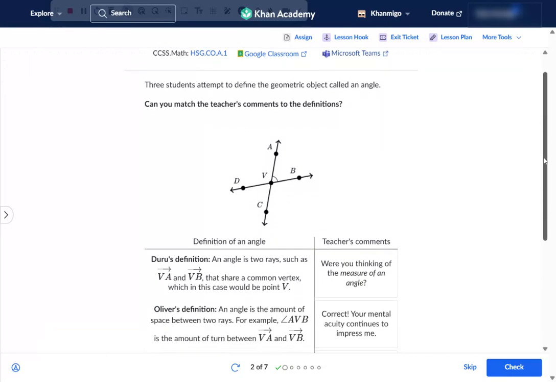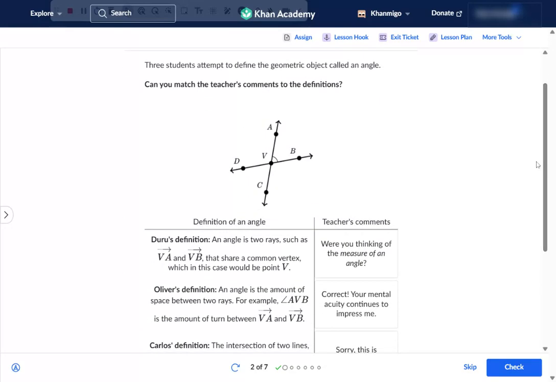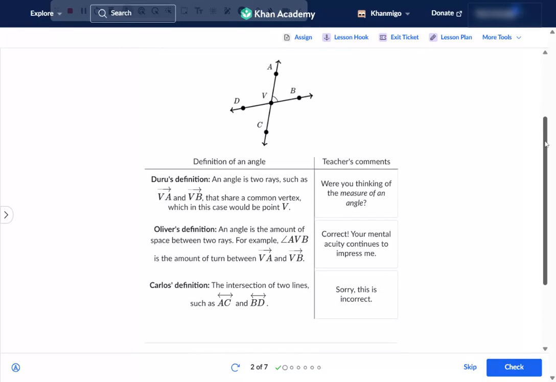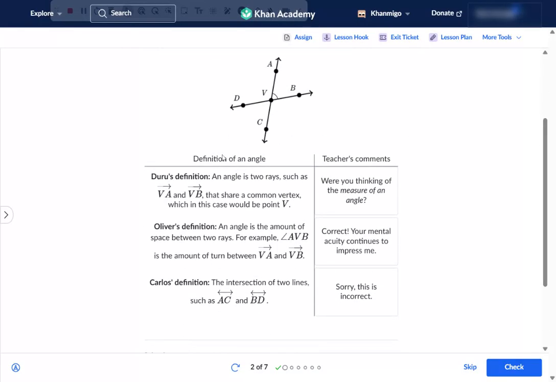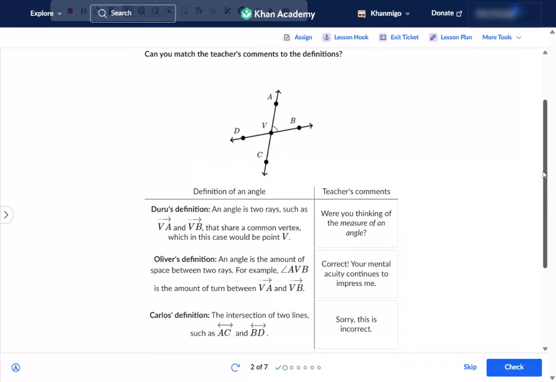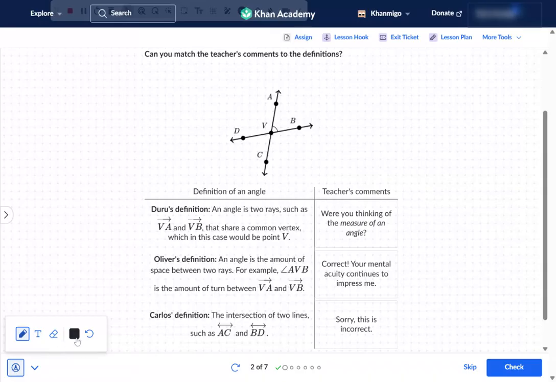So we're just refreshing geometric definitions. Can you match the teacher's comments to the definitions? Okay, got this. So definition of an angle, these different students' definitions, and then the teacher's comments based on this figure, okay? So we've got this figure here. I feel like I'm going to need to annotate again. So let me just get that at the ready.